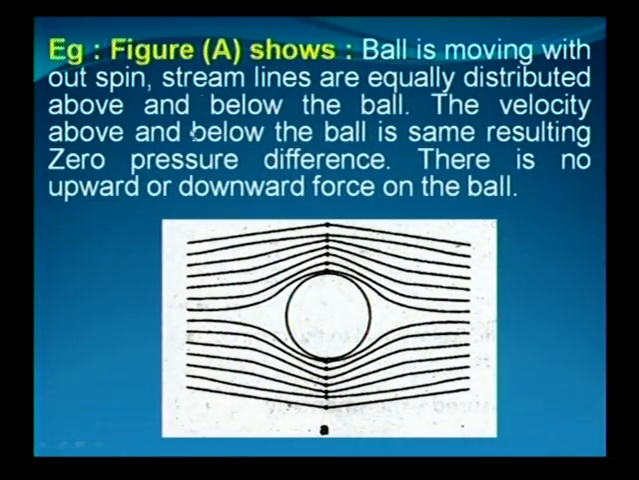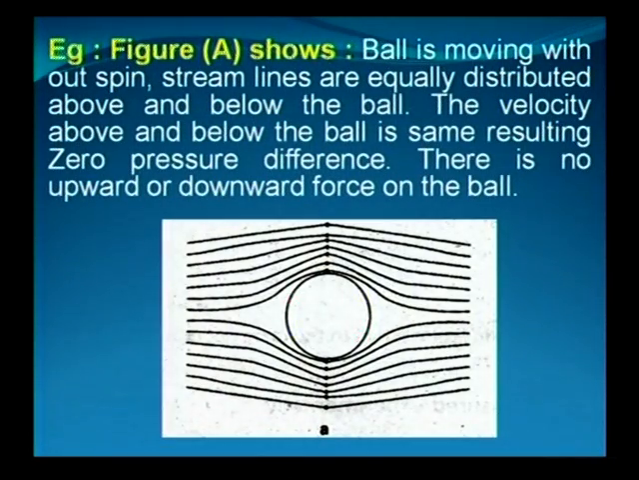See this. It is a ball and these are streamlines, and here the ball is moving without spin. So the streamlines are equally distributed above and below the ball, and the velocity of air both above and below the ball is the same, and it results in zero pressure difference. So there is no upward or downward force on the ball.